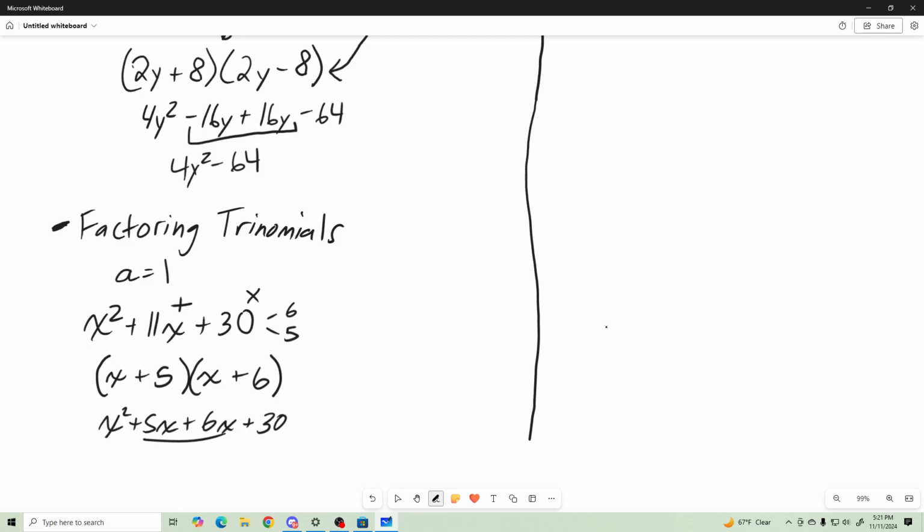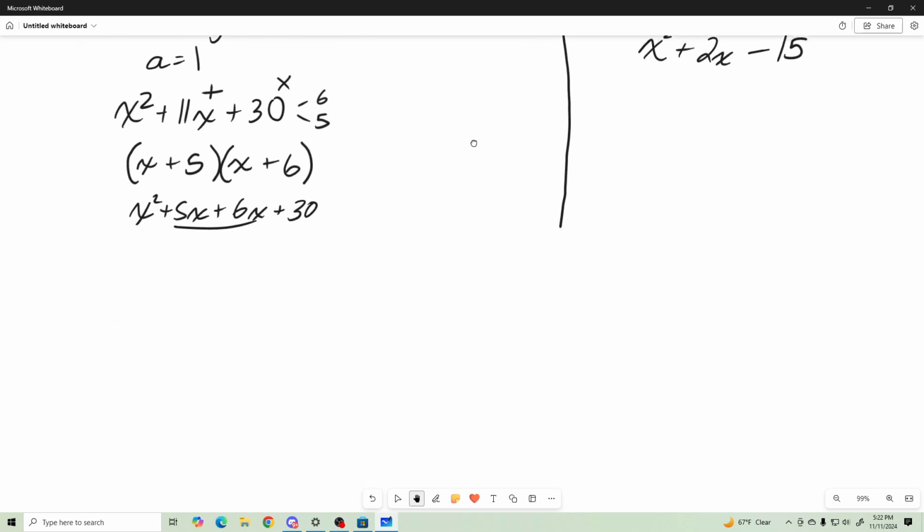So if you want to try one, let's do x squared plus 2x minus 15. Okay? And so just try to find all the factors which multiply to get 15 that add together to equal 2. All right, perfect. So factoring trinomials where a equals 1 is pretty straightforward.